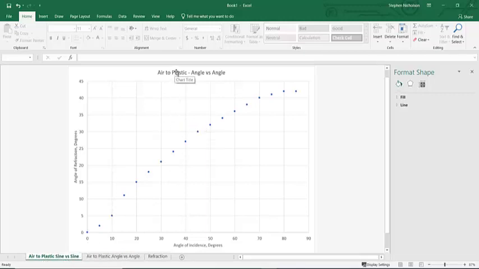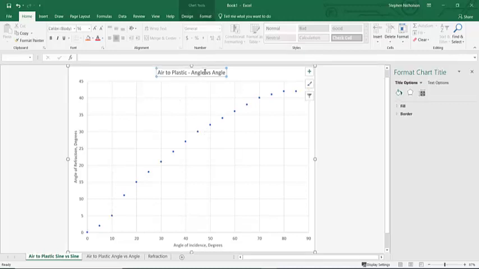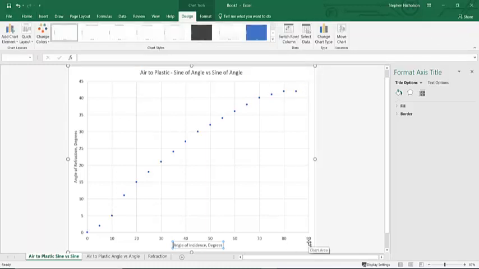Let's go ahead and change the titles here. So we could say sine of angle versus sine of angle. Okay, same down here, except we'll say it's the sine of the angle of incidence. And the same way over here, the sine of the angle of reflection. Okay, now we still have the same data yet, so we're going to have to choose some different data.